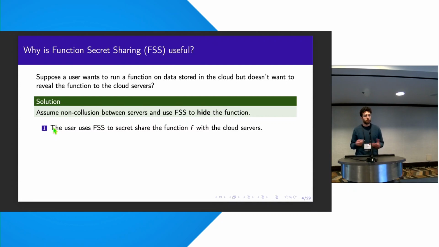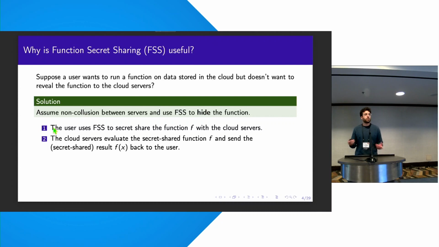One way this might be used in practice is to have the user send FSS secret shares of a function f to the cloud servers. The cloud servers then run this function on some data x and send back the secret shares to the user, who can then recombine the shares to get f of x, the output.